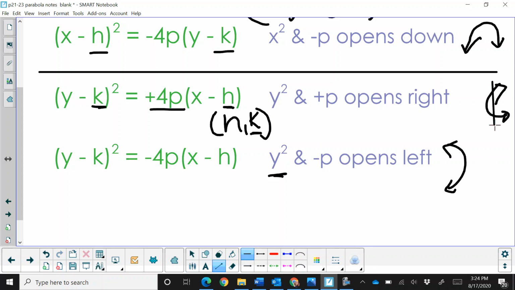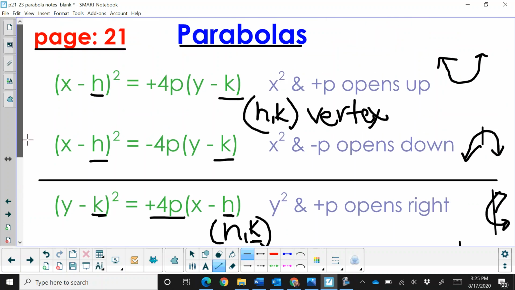Now, just one thing I want to mention. If you remember doing functions, if you do a vertical line test, I've drawn some vertical lines, the x squared equations pass the vertical line test, but the y squareds don't. So these last two are actually not functions, but the first two are functions.